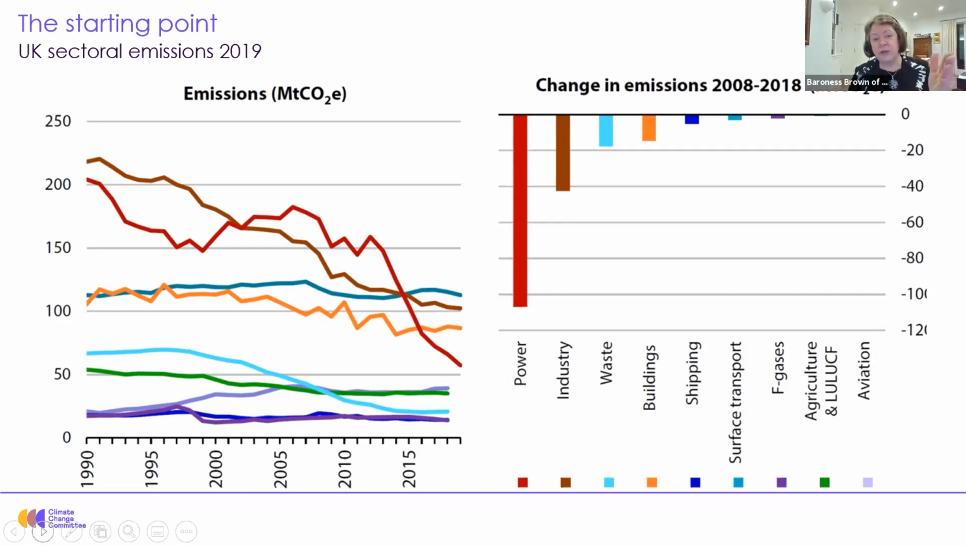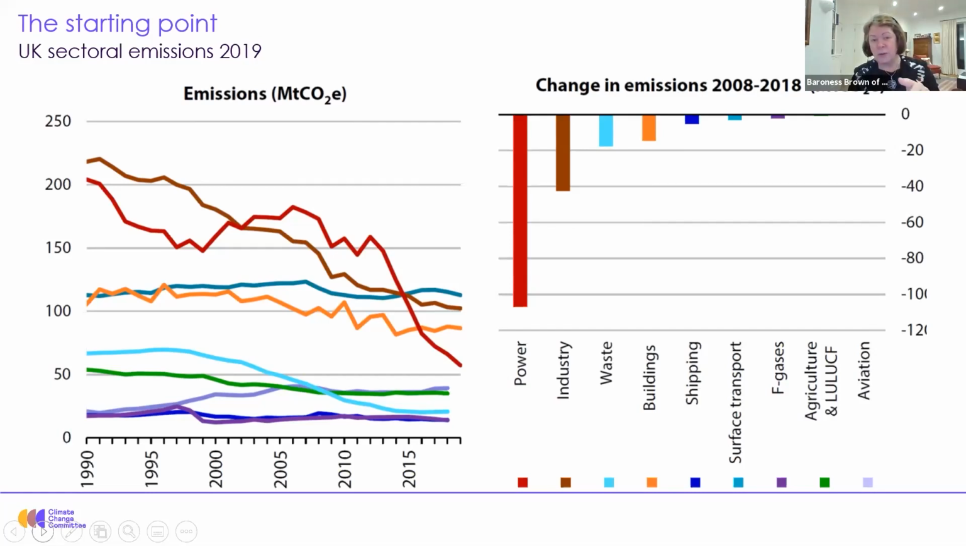Each color of those different lines is a different sector of the economy. You can see the only sector that looks as if it's coming down towards zero is the power sector, electricity generation. And that's because we've taken coal off the electricity generating system, and now we're starting to put more and more renewables on. So we may well get our power system down to net zero in an appropriate time.